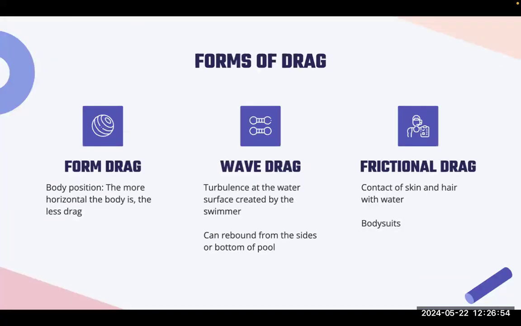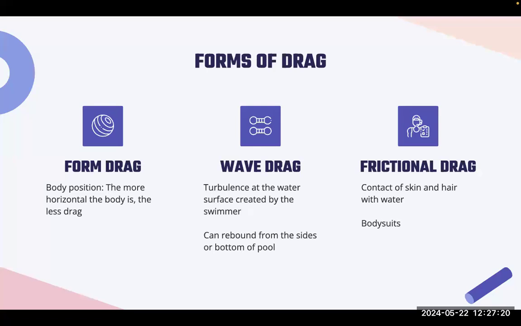You have different types of drag. This makes sense just from the names of it. Form drag is your body's form. You want to be as horizontal as possible to the water, because the less drag there will be. The more vertical you are, the more drag. There's also wave drag. That's turbulence at the water surface, either created by the swimmer from the bottom of the pool or from the sides, the water hitting the side of the pool and coming back at you.